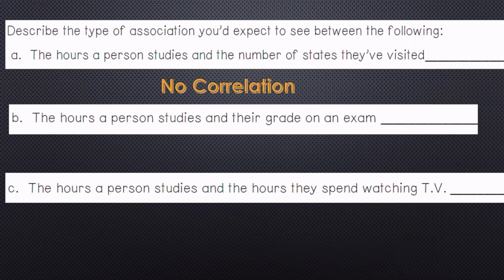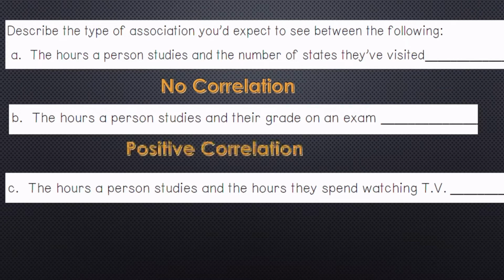Okay, so let's think about this one. The hours a person studies and their grade on an exam. So remember our types. Positive, they both increase. So if I'm spending more time studying, my grade's going to go up. A negative is as one increases, the other decreases. So put it in that situation. If I spend more time studying, my grade's going to go down. Does that sound right? No. So this should have a positive correlation.